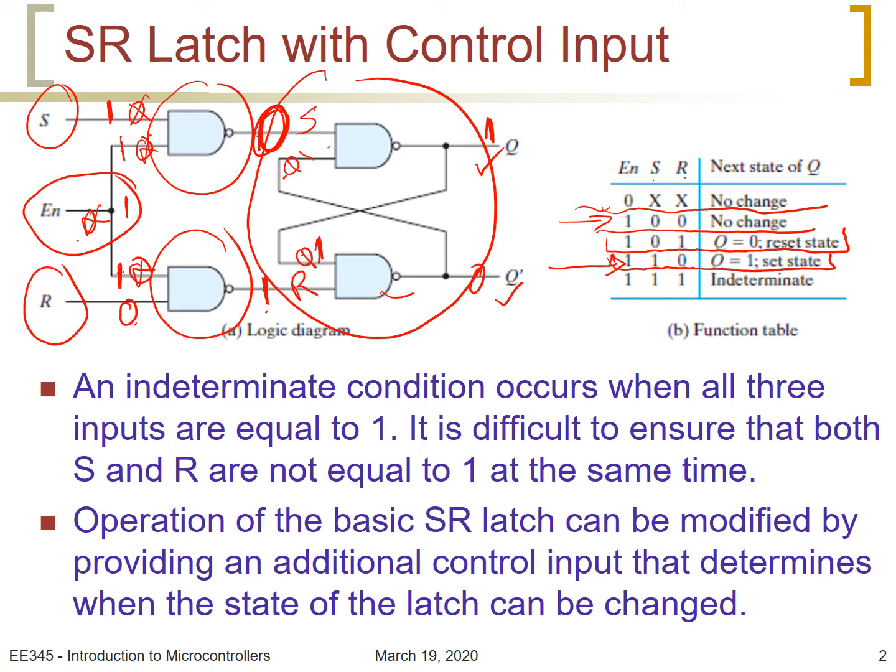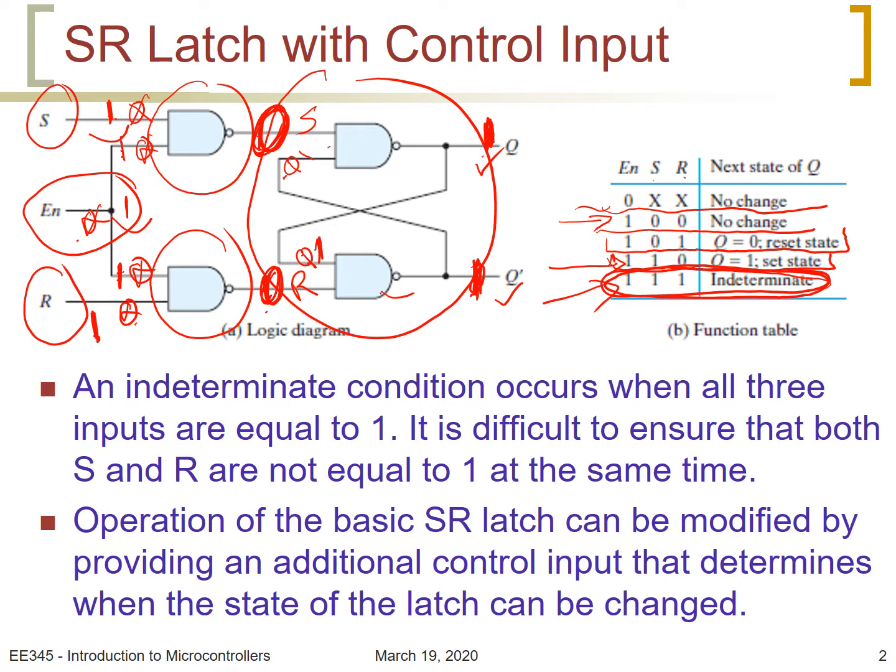Now finally, if we make enable 1 and S is 1 and R is equal to 1, what will happen in this case? We have this AND gate has 1, 1, so this must be 0. And this gate 1, 1, and this must be 0. And if this is 0, this will be 1. And if this is 0, this will be 1. So in this case, we find both outputs of the latch are 1s, and we call this state an indeterminate state or unwanted state or a state that we would like to avoid.